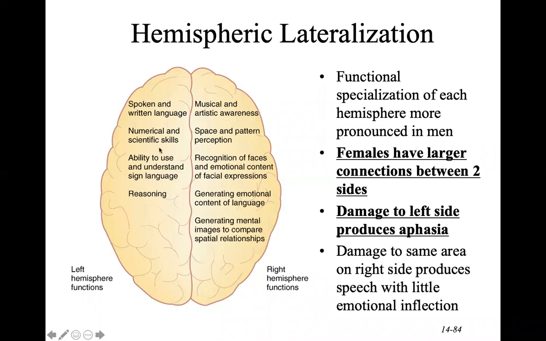Okay, so hemisphericity is understanding that right and left hemispheres have different functions. Females, we said, have a larger corpus callosum connecting the two sides. We also said when there's a stroke or damage to the left side of the brain, then most likely there will be aphasia due to damage to Broca's area.